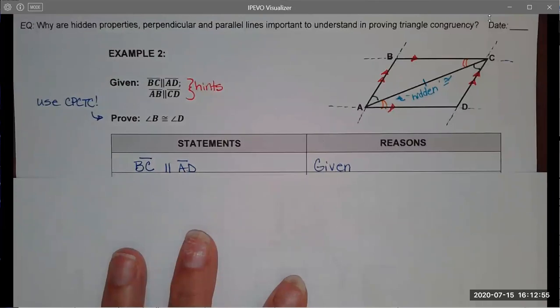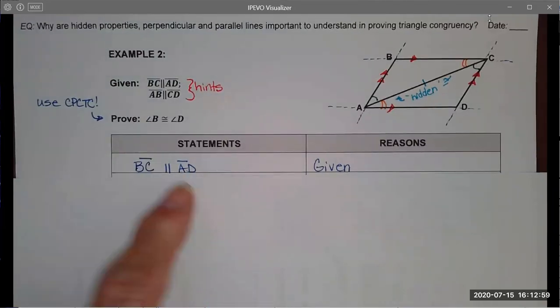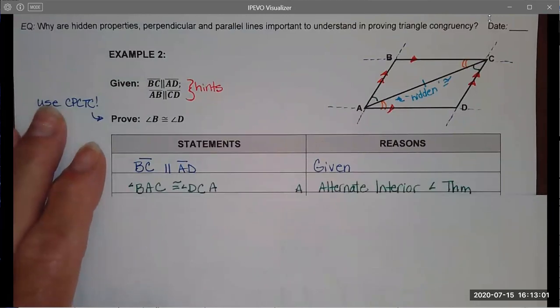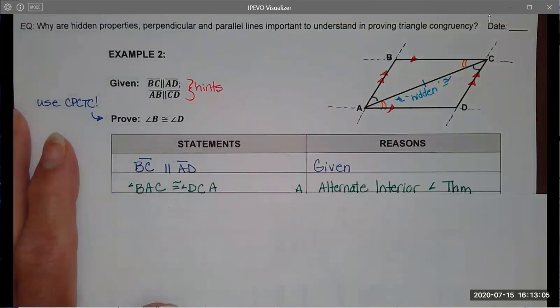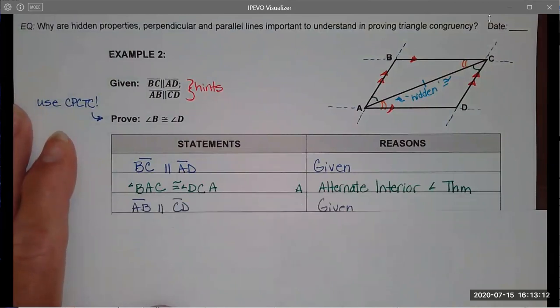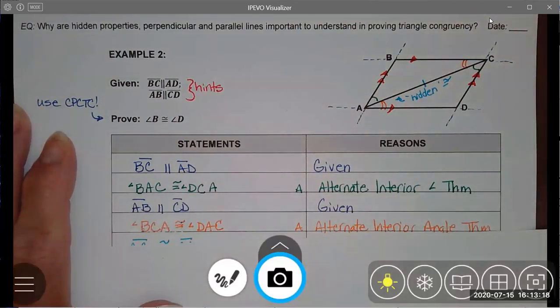All right, did you try it? We're going to use CPCTC. I'm going to start with my given information, the first given. And from that, we're going to identify, as we already have, my alternate interior angles, that is an angle congruency. And then I'm going to repeat. Here's my next given. And from that, I get another set of alternate interior angles.